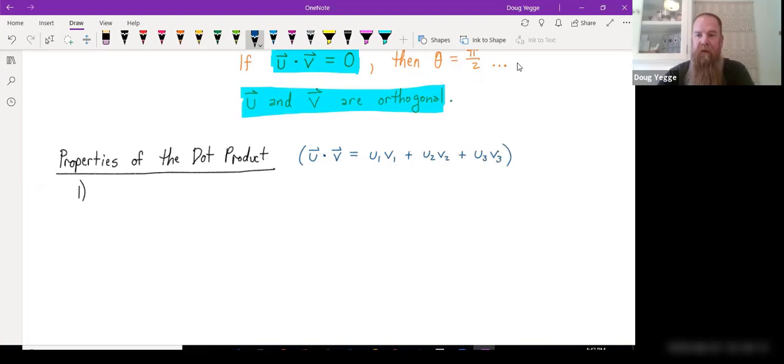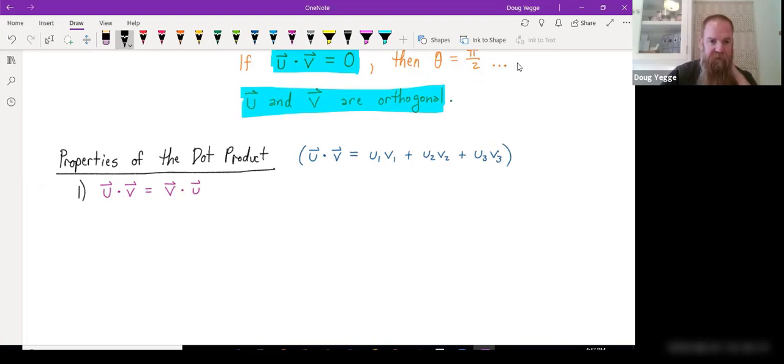Well, considering addition and multiplication are commutative, then that must mean that the dot product is commutative as well. So u dot v will always equal v dot u. Hopefully you can see why that makes sense, because all that would mean is that I'm taking the commutative property of each of these terms. Okay, that's a pretty obvious one.